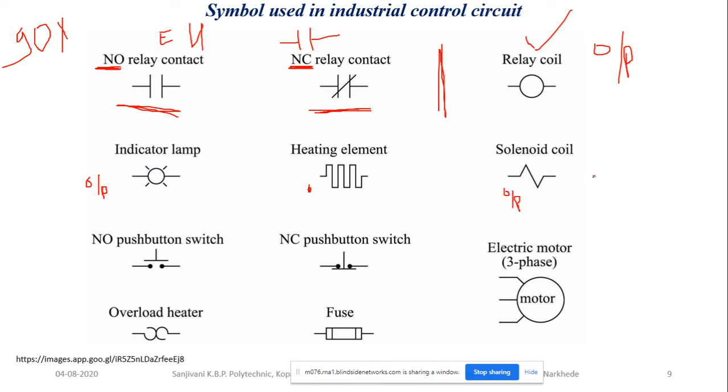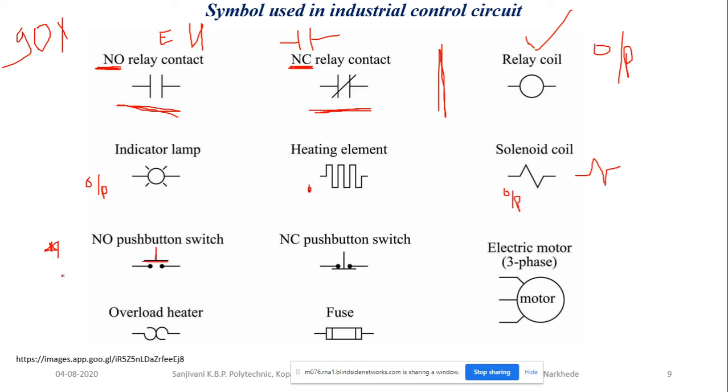So the solenoid coil symbol is just like the pulse that we are going to observe in the ECG over here. This is the symbol of your solenoid coil. Then the NO type push button switch. Remember, the push button symbol and contact symbols are different. In the contact symbol, we use 2 parallel lines. In the push button symbol, we use a line with a button-like symbol over here.